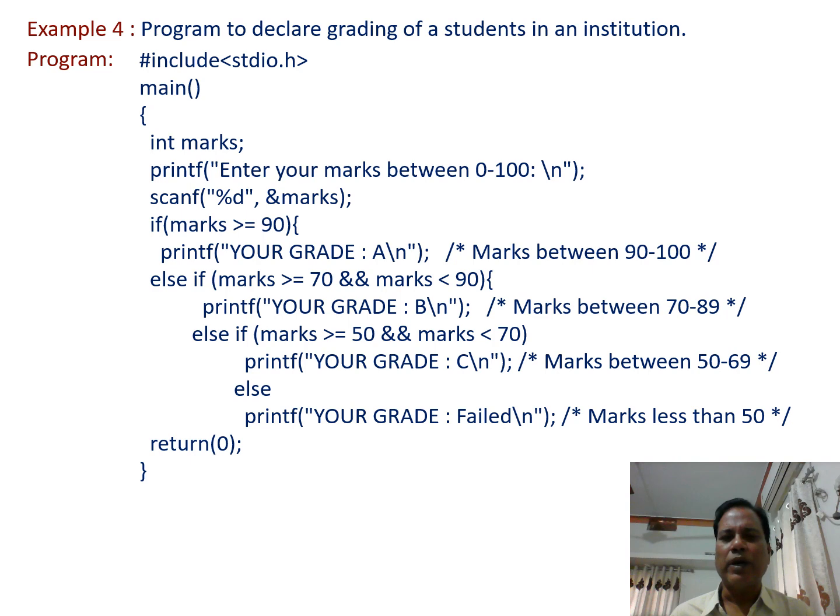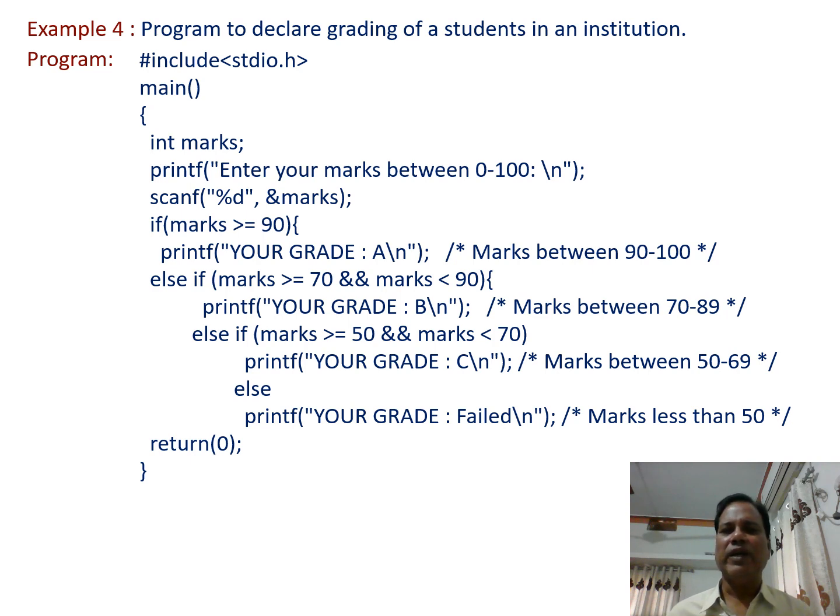In the else if part, the condition is marks greater than or equal to 70 and marks less than 90. If marks is within this range, then we print your grade B. If again this condition is false, then we move to the next else if part, and in this one marks greater than or equal to 50 and marks less than 70. If both these conditions are true, then we print your grade C. Otherwise, we print your grade failed.